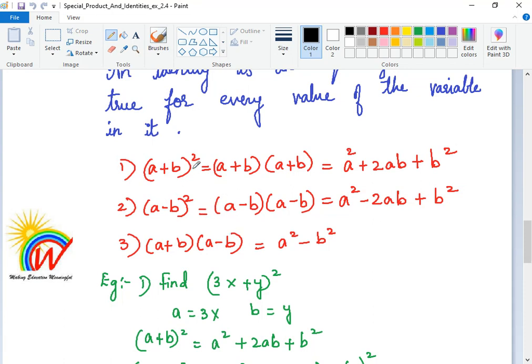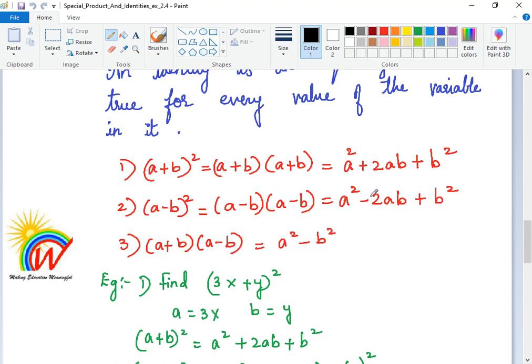Now a plus b the whole square is equal to, it could be written as a plus b, right? See, a plus b the whole square is, you are multiplying the a plus b 2 times. It's not a square plus b square, it is a plus b times a plus b. So now you have to multiply. When you multiply this, you will actually get a square plus 2ab plus b square. So actually you can just memorize this. A plus b the whole square is equal to a square plus 2ab plus b square. With a minus b the whole square, you get a square minus 2ab plus b square. So the difference in this is the plus and minus sign.